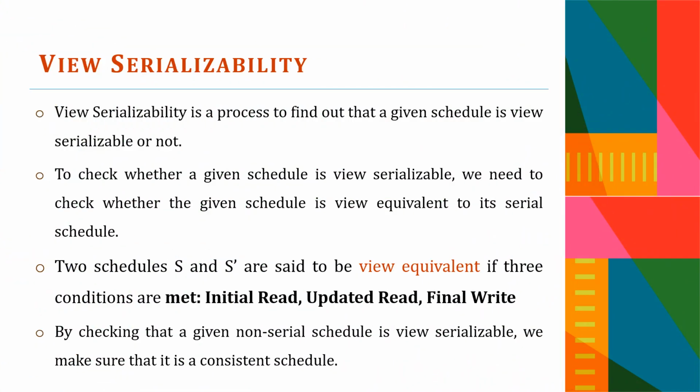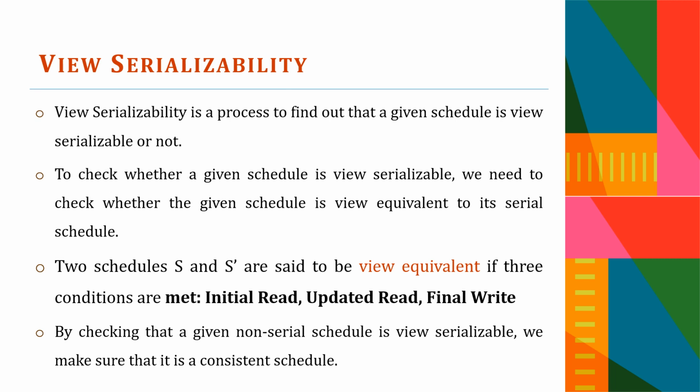Now let's look into the second type of serializability, that is view serializability. View serializability is a process to find out whether a given schedule is view serializable or not. To check this, we need to check whether the given schedule is view equivalent to its serial schedule. If it is view equivalent to a serial schedule, then we can say that the given schedule is view serializable.